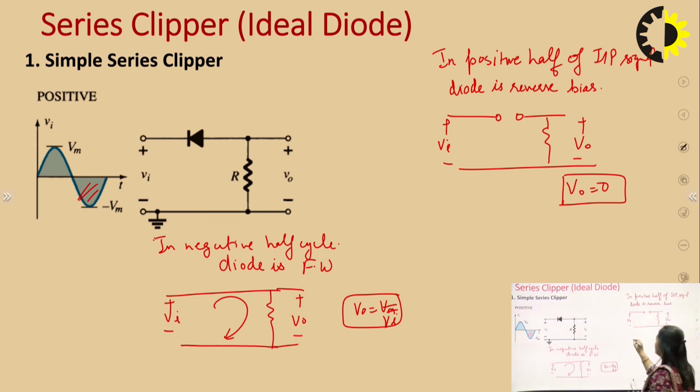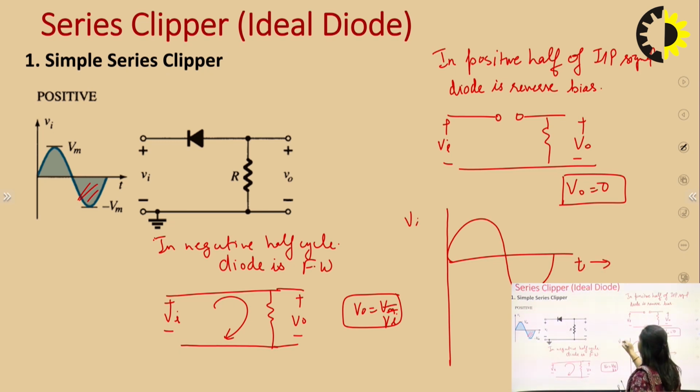So if we draw the waveform, this is our input signal, this is T, and this is Vi, and we are drawing the output like this. In the negative half, output V0 is equal to Vi, and Vi is going towards the negative side. So it will be like this, and for the positive half cycle, output is 0.